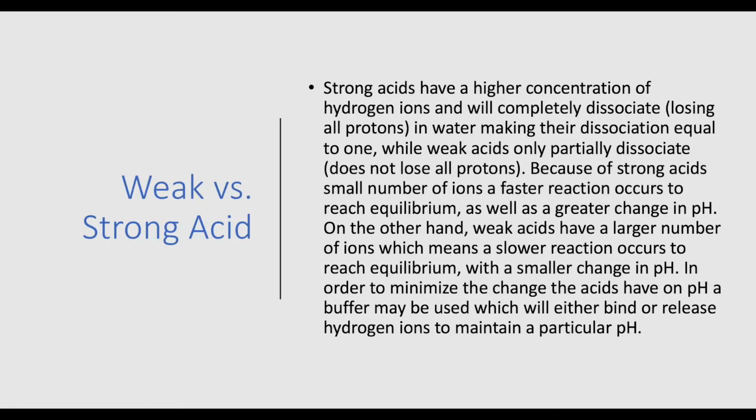Weak versus strong acid. Strong acids have a higher concentration of hydrogen ions and will completely dissociate in water, making their dissociation equal to 1, while weak acids only partially dissociate. Because of strong acids' small number of ions, a faster reaction occurs to reach equilibrium, as well as a greater change in pH. On the other hand, weak acids have a larger number of ions, which means a slower reaction occurs to reach equilibrium with a smaller change in pH.